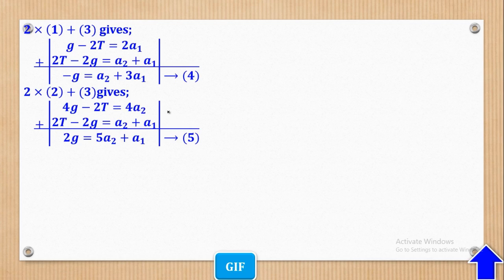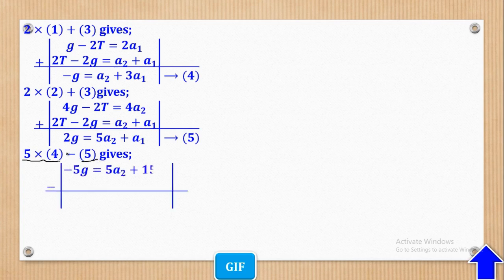So next is to solve equation 4 and equation 5 simultaneously. So when I do that, I'll multiply 5 throughout equation 4 and subtract equation 5 from it. So when I do that, this is what I'm going to come up with. So this negative 5g minus 2g will give me negative 7g. 5a2 minus 5a2 will give me 0. 15a1 minus a1 will give me 14a1.